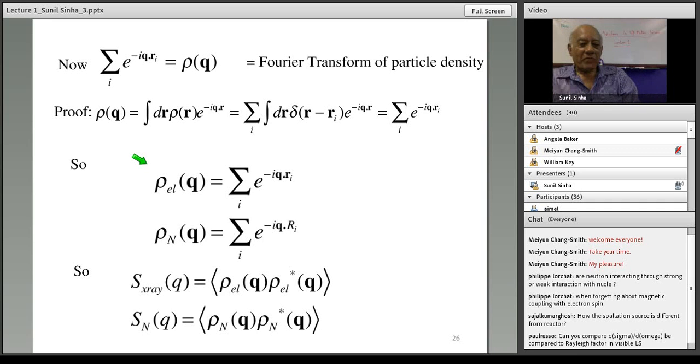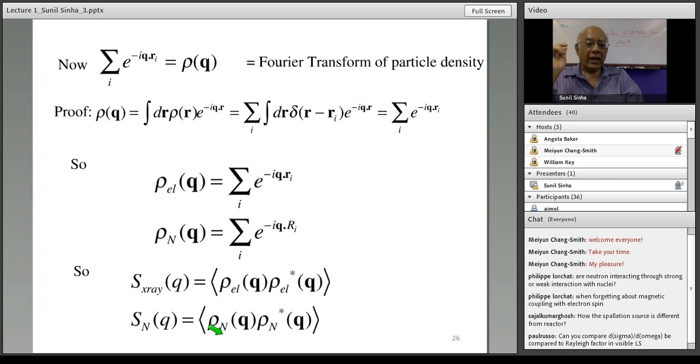Anyway, the electron density Fourier transform is given there, and that's important for the formalism I'm giving you here, because the formalism for neutron scattering is almost identical to the formalism for X-ray scattering. I usually teach these together, but I'm going to concentrate on the neutron part for this course. The density of nuclei is given by this, where the capital R sub i's are the positions of all the nuclei. And then S of Q is just this thing times its complex conjugate. That gives us this double sum.